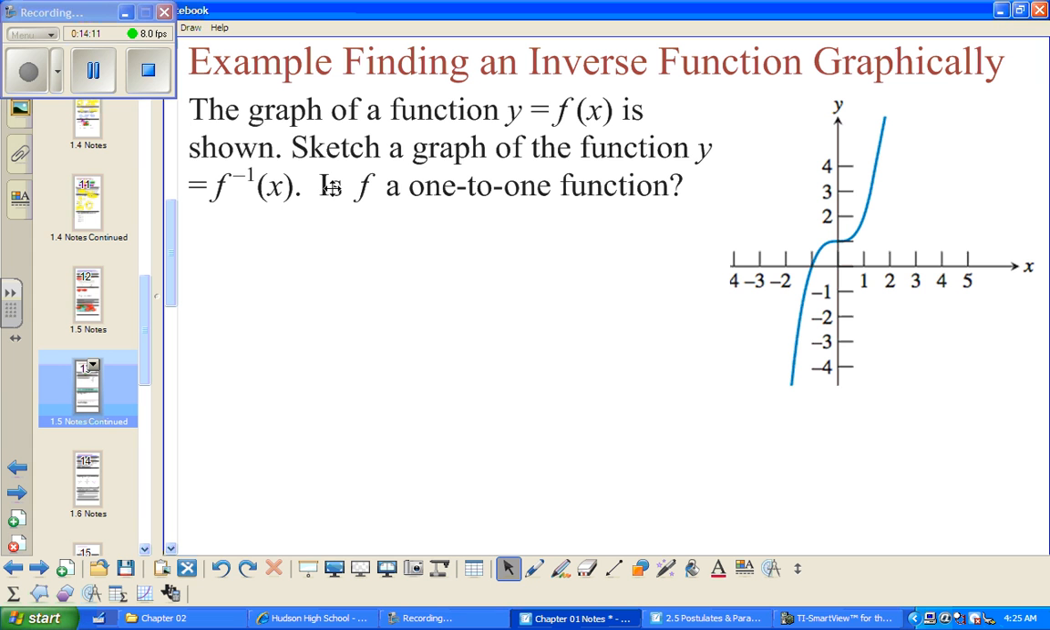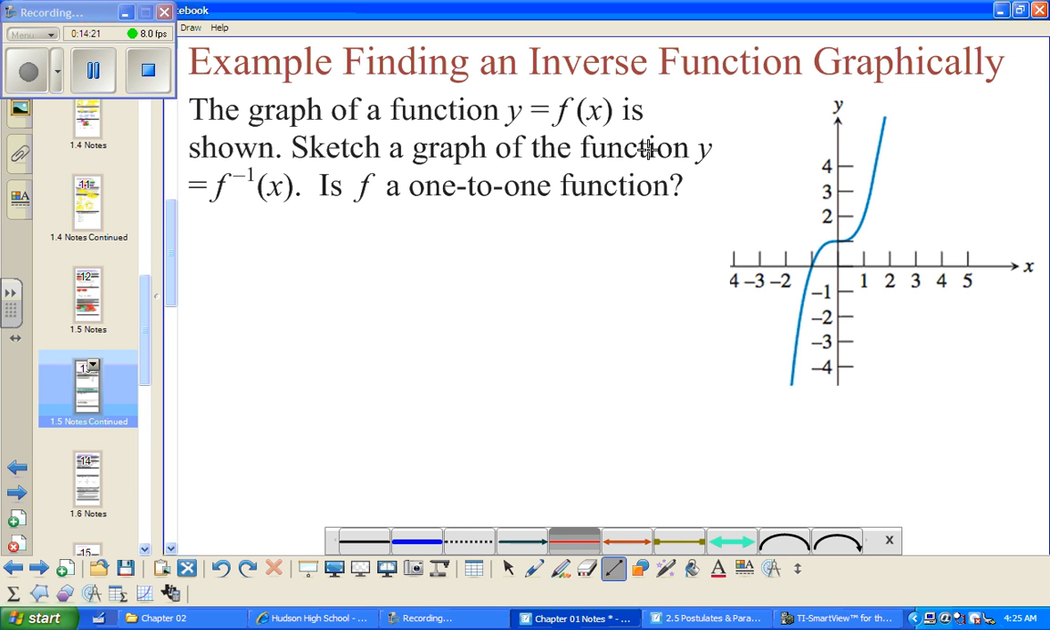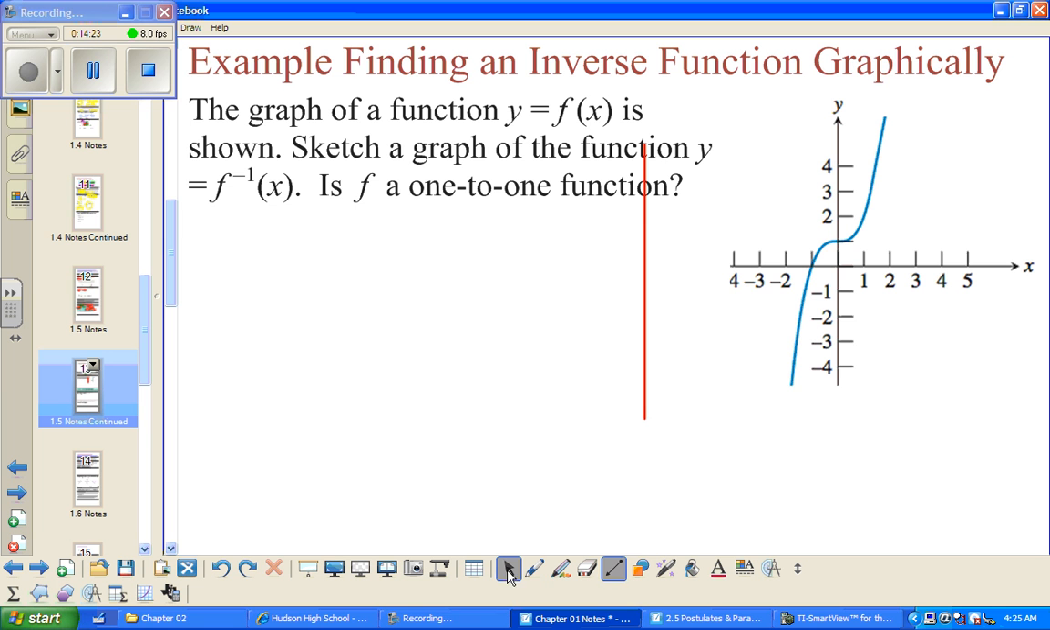And then it says, is f a one-to-one function? Well, first we check the vertical line test. Is it a function? Yes. Remember, that's where I take my vertical line, drag it across the graph, and if that vertical line never crosses the graph in more than one spot, it is a function.